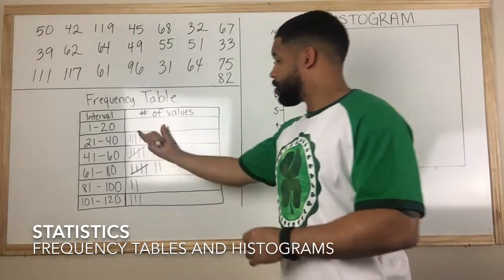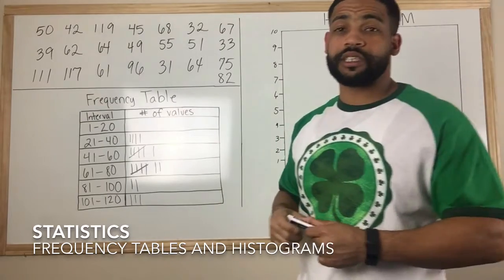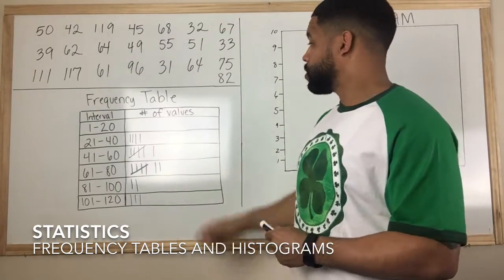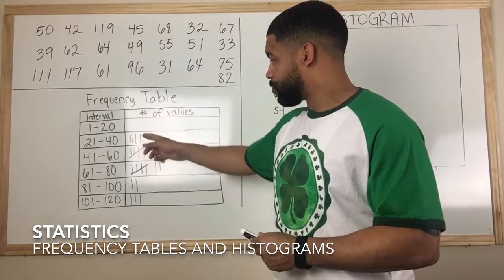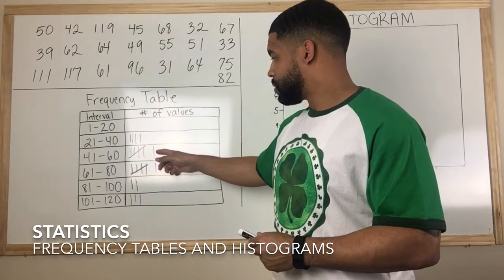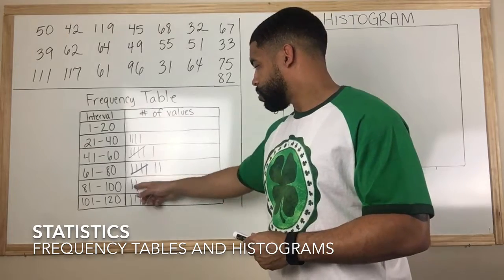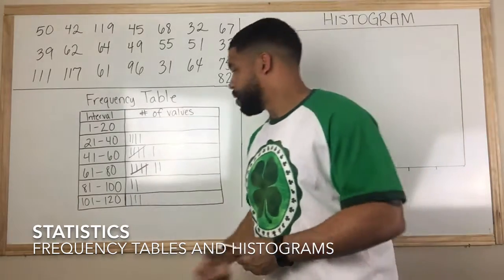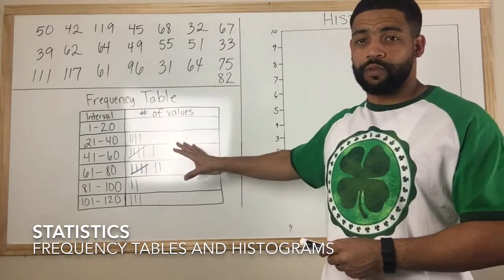Now, first of all, you want to count up your tally marks and make sure that your tally marks equal the amount of elements in your data set. So I should have 22 tally marks. So 4, 10, 11, 12, 13, 14, 15, 16, 17, plus 5 is 22. So I have my tally marks. So this is our frequency table, okay?